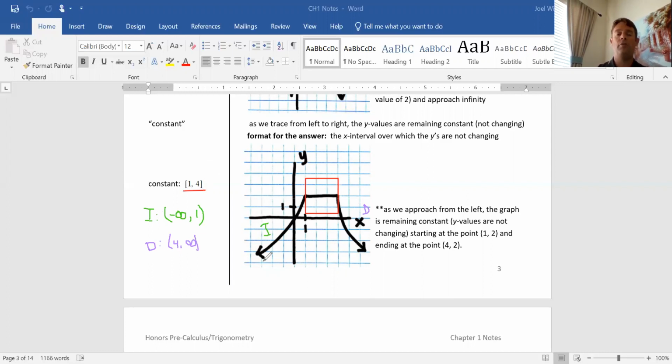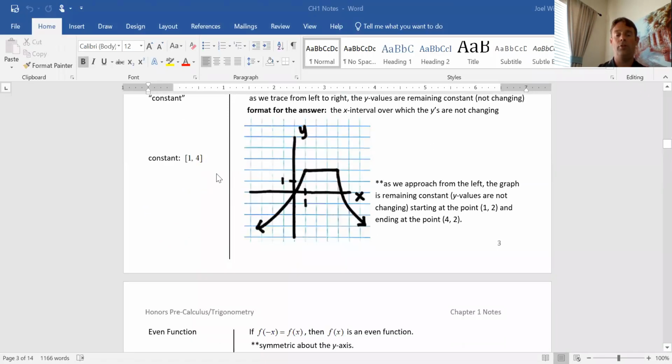If there is a part of the graph that exists, it's either increasing, decreasing, or constant. But it's always this part right here. We always go left to right. Go from the left to the right. Okay. All right. So hopefully we've got a decent idea of what increasing, decreasing, and constant is. We're going to come back and we'll look at that more here in a second.